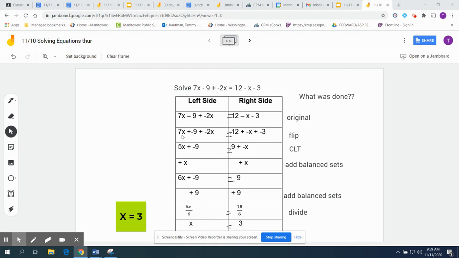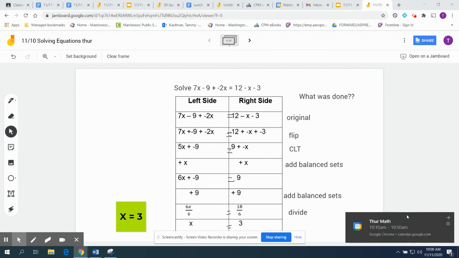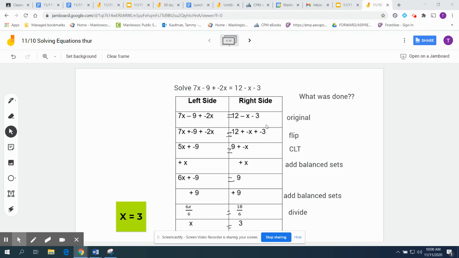So when I go to my left side, I can add those 7x tiles and those negative 2x tiles and make 0 pairs and get 5x plus negative 9. And on the right side, I can add that 12 and negative 3, add those together, and that's going to be 9 plus negative x.